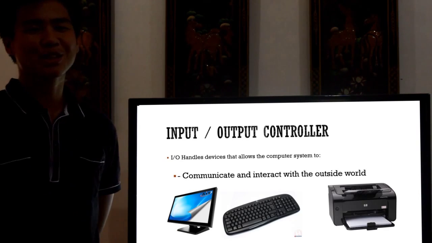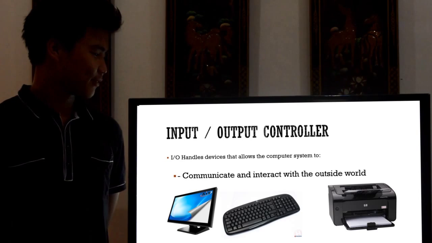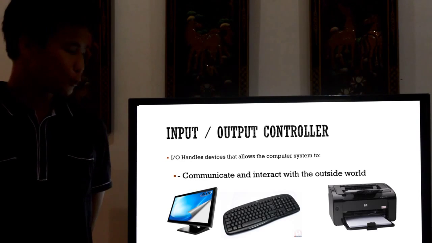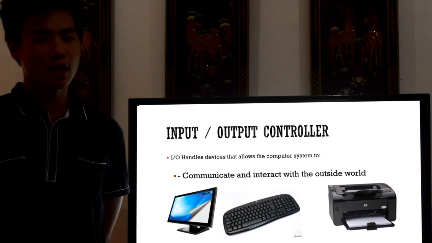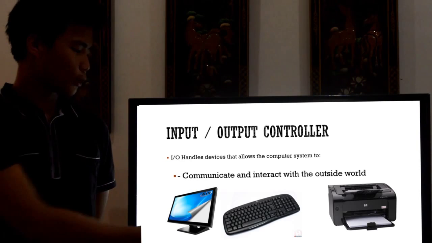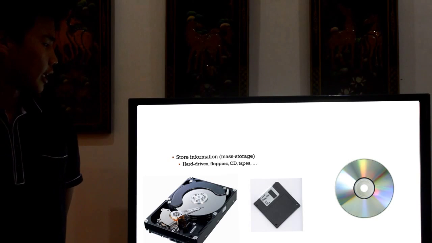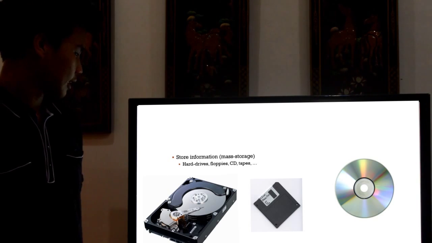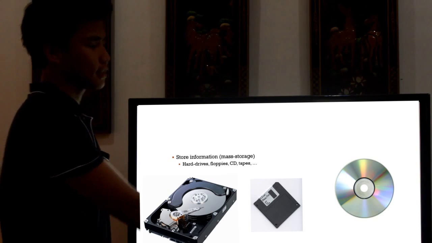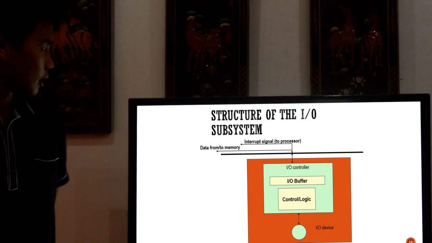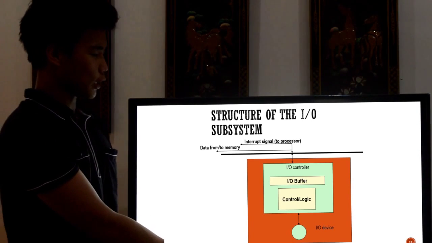The input and output controller. The I/O handles devices that allow the computer system to communicate and interact with the outside world, for example, the monitor, the keyboard, and the printer. It also stores information, like the hard drives, the floppy disks, the CDs, and the tapes. This is the structure of the I/O subsystem.